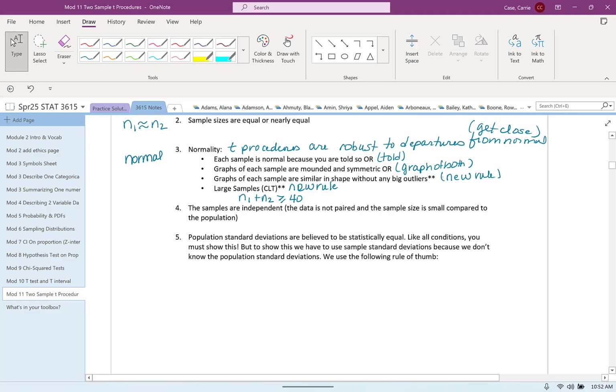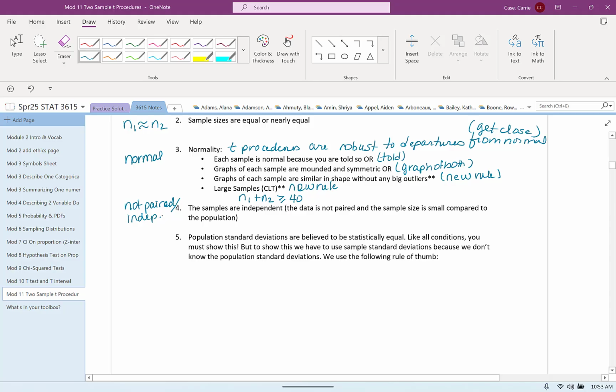Then the samples are independent. That means the data is not paired, and our sample sizes are small compared to the overall population. And so this one is independence, or I typically just write not paired because we're going to be doing a paired t-test in a little bit. So you can write independent or not paired, your choice how you write that.